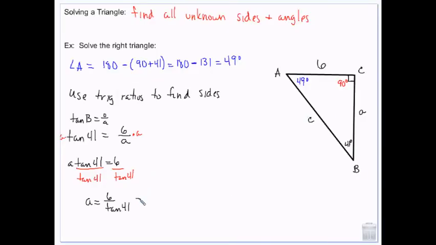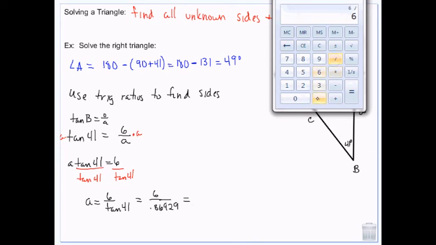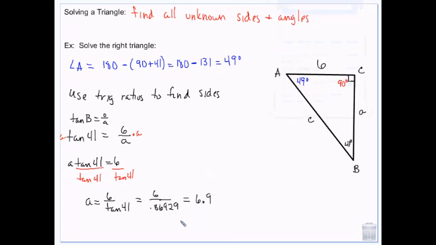So I'm going to plug that in. So that is equal to 6 divided by 0.86929. So A is 6.9.